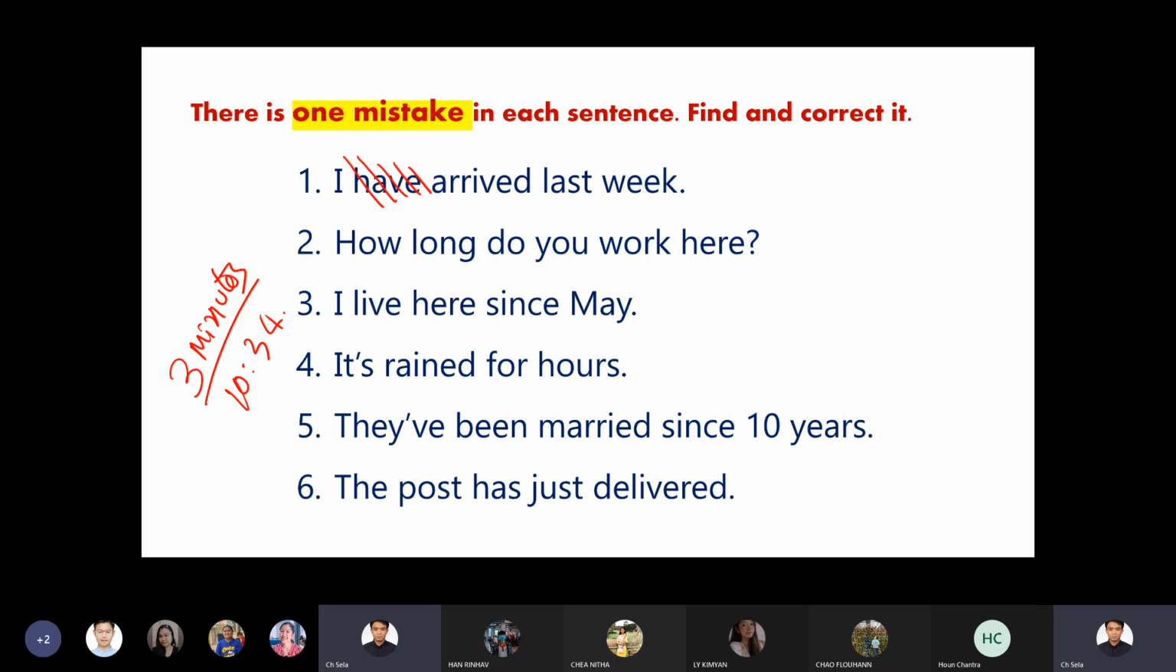Hello, can you help me? Yes, I see only Ren Hao turn on the microphone and then off again. What happened? I'm not sure, teacher. You're not sure, but just give me your answer. I think: how long you work here? So you delete do. For a question, you don't have an auxiliary verb? I don't know. Sure.